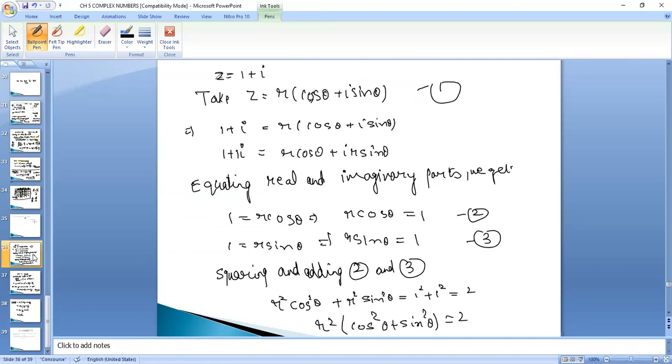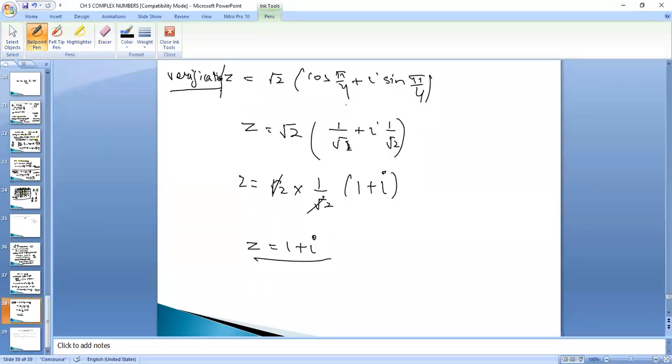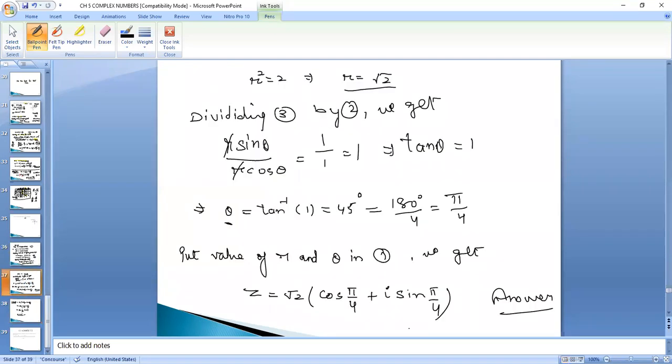So compare. We have started with Z is equals to 1 plus iota, and we had written its polar form. Again, now we reach the question. Z is equals to 1 plus iota. That means our result is verified. But you have to show up to here only. Verification you can do in rough so that you come to know whether your answer is correct or not.